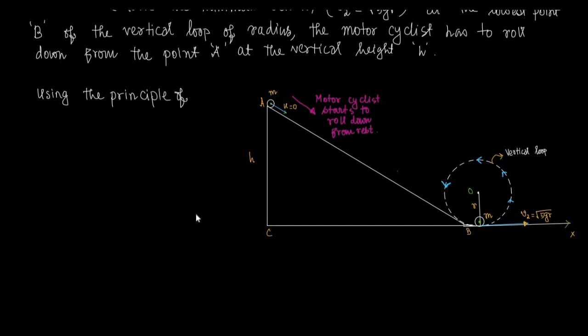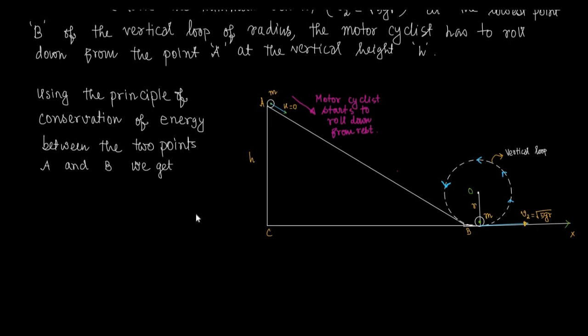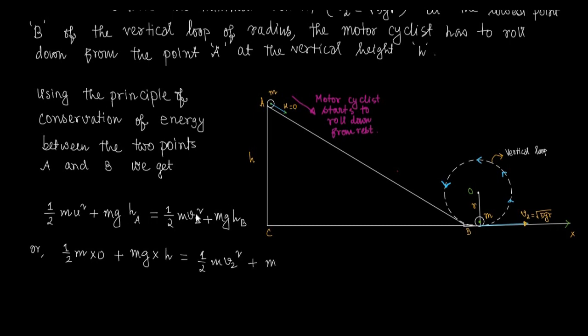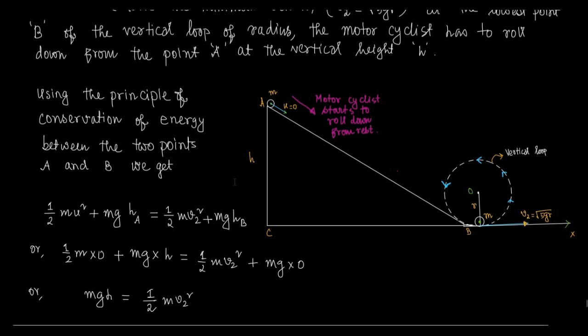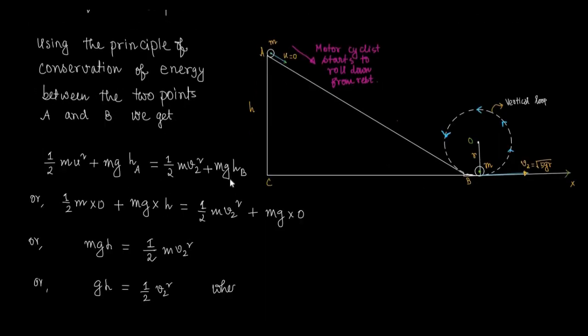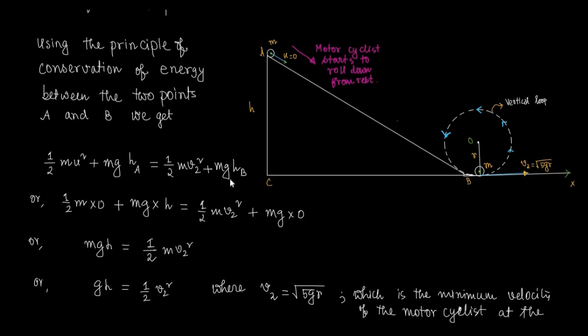Using the principle of conservation of energy between the two points A and B along the inclined plane, we get half m u square plus mg h_A is equal to half m v2 square plus mg h_B, or half m into 0 plus mgh is equal to half m v2 square plus mg into 0, or mgh is equal to half m v2 square, or gh is equal to half v2 square, where v2 is equal to root over 5gr, which is the minimum velocity of the motorcyclist at the lowest point B of the vertical loop, or the well of death.